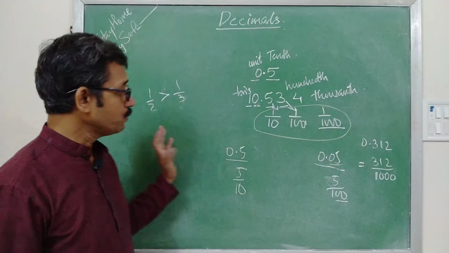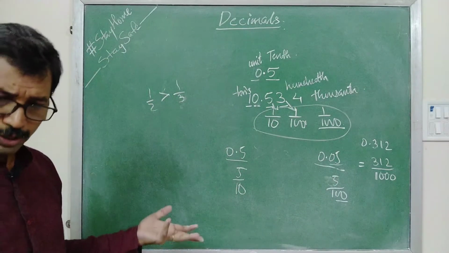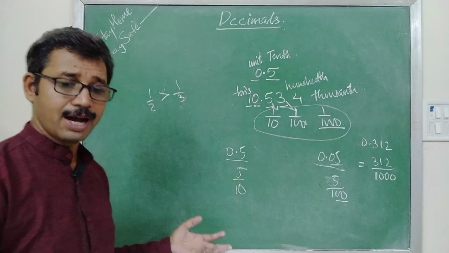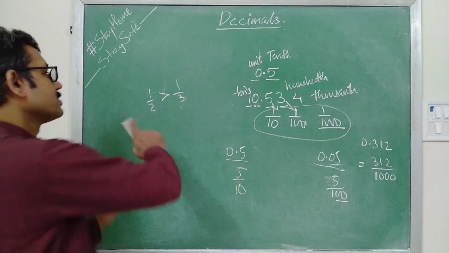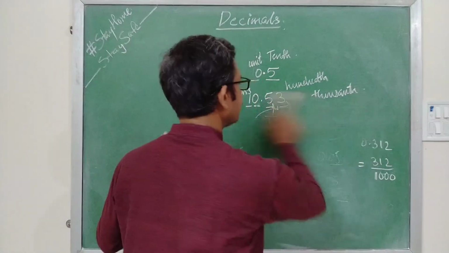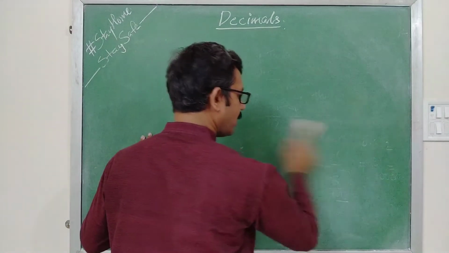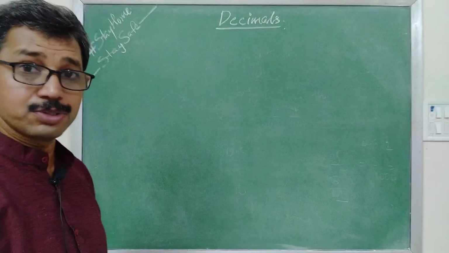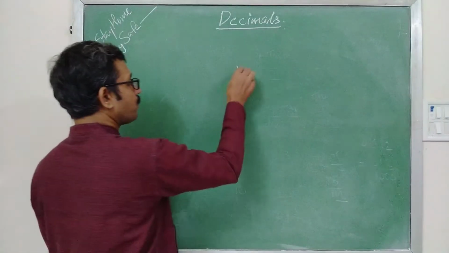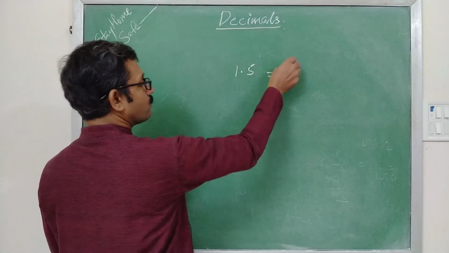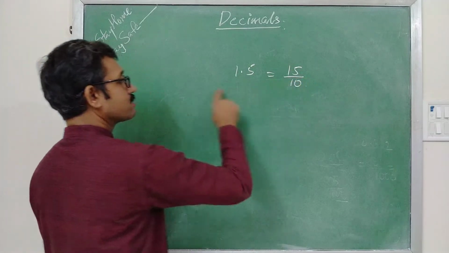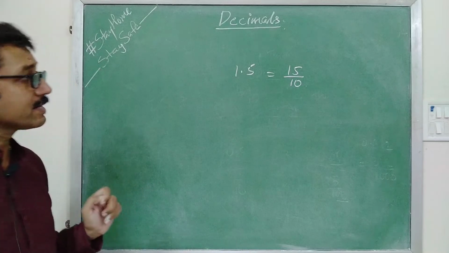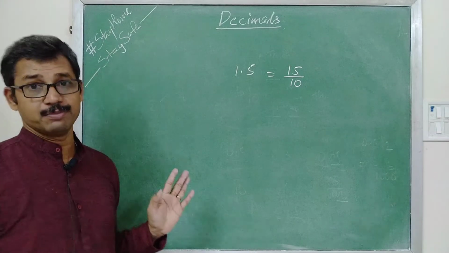Now whenever it is there, you may have to convert it. Whenever the fraction is there, you must understand it is like this. Now I hope that you understand how to convert. So whenever it is 1.5, what will you understand? This 0.5 you can write as upon 10. That is, you can write 1.5 as 15 upon 10. That is very important to understand.